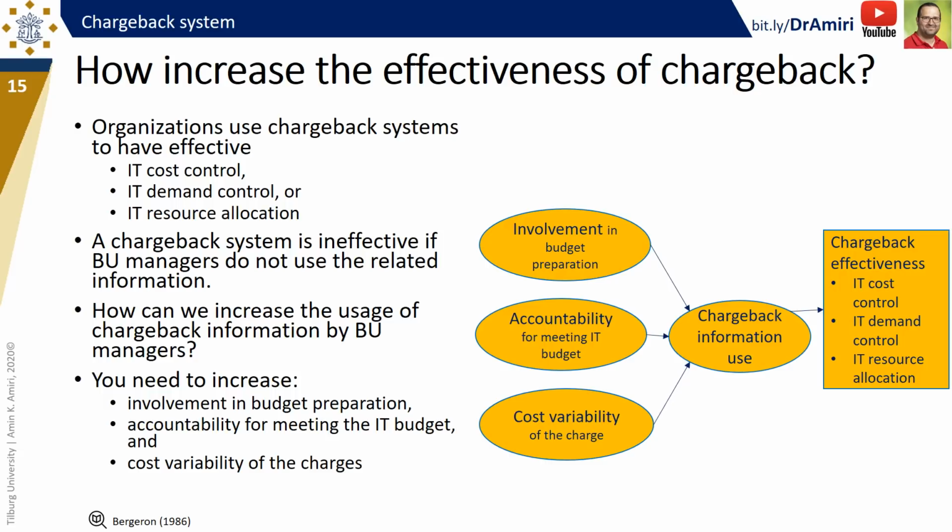You need to increase three antecedents of chargeback information use: involvement in budget preparation, accountability for meeting IT budgets, and cost variability of the charge. What does that mean? That means you can increase managers' use of chargeback information if you involve them in developing a budget for the next year or for the next accounting period.